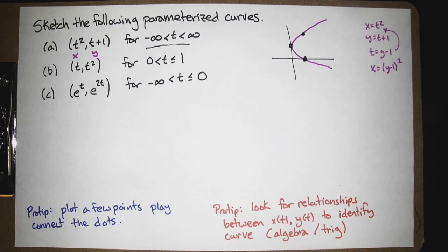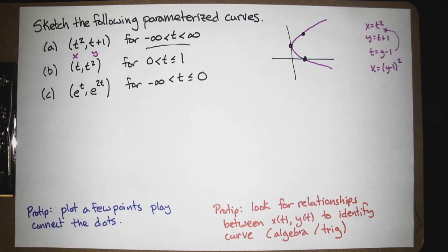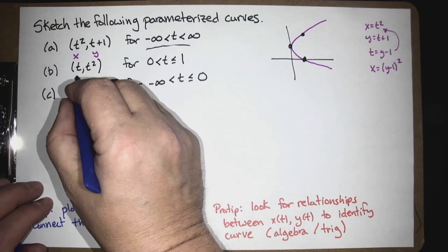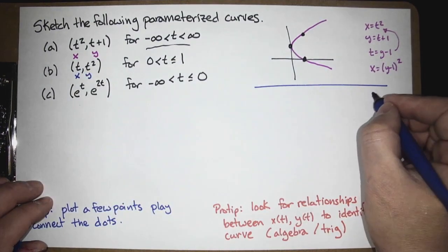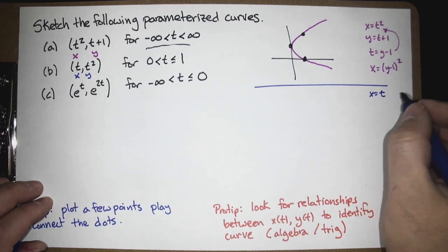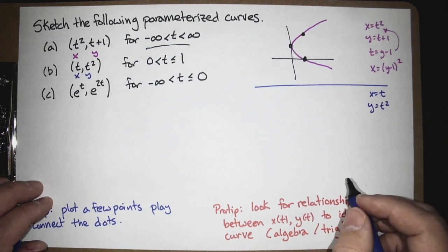All right. Well, let's try B. T comma t squared, 0 to 1. What does that look like? Well, let's just do the same philosophy. An idea so nice, we can use it twice. X equals t, y equals t squared.